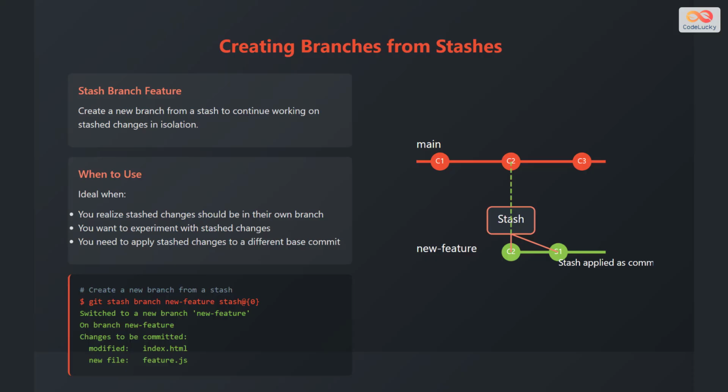To create a new branch from a stash, use git stash branch new-feature stash@{0}. This creates a new branch named new-feature, applies the stash@{0} to it, and switches to the new branch.